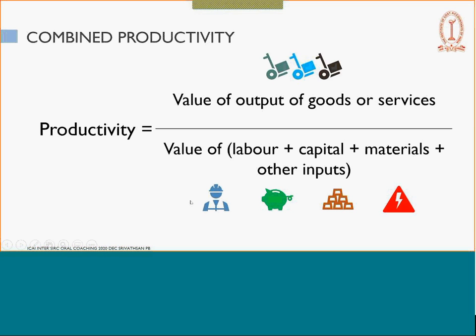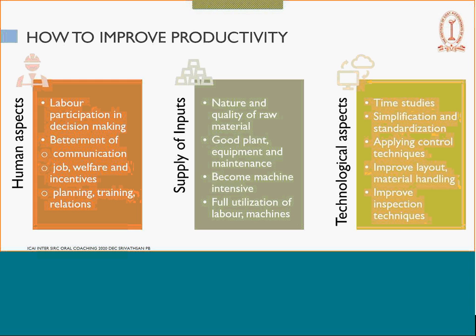So this is combined productivity. I have to bring the money value of all this because these are in different terms. Say power is in number of units, material in kgs, money is in interest terms, labor is in hours. Bringing all this into the numerator and denominator in number of units is even more difficult. When I'm servicing people, it's difficult. So everything into value terms, you get your productivity.